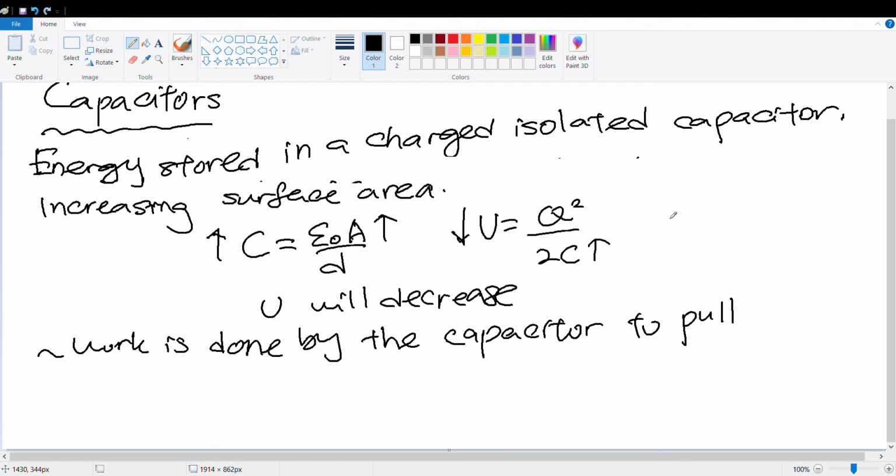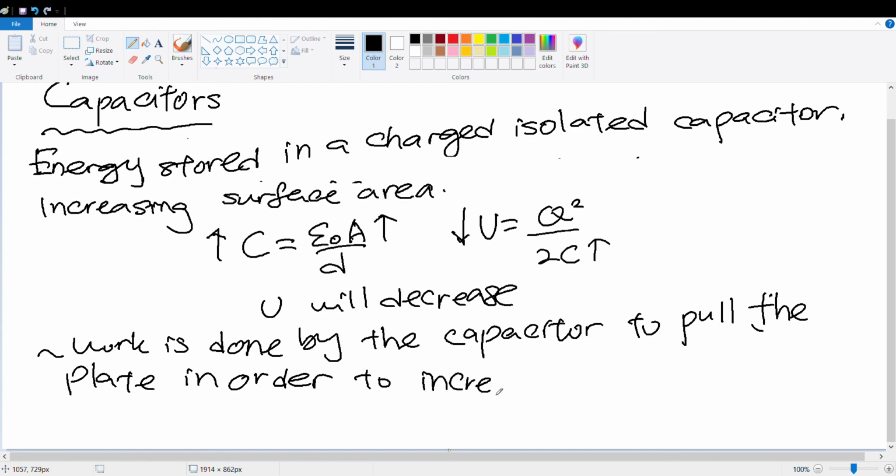So work is actually done to increase the surface area of the plates, and hence the electrical potential energy on the capacitor will decrease. So this is the third reason.